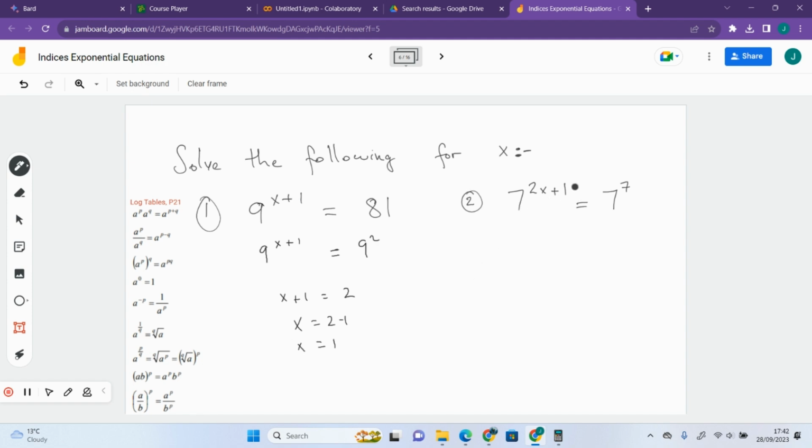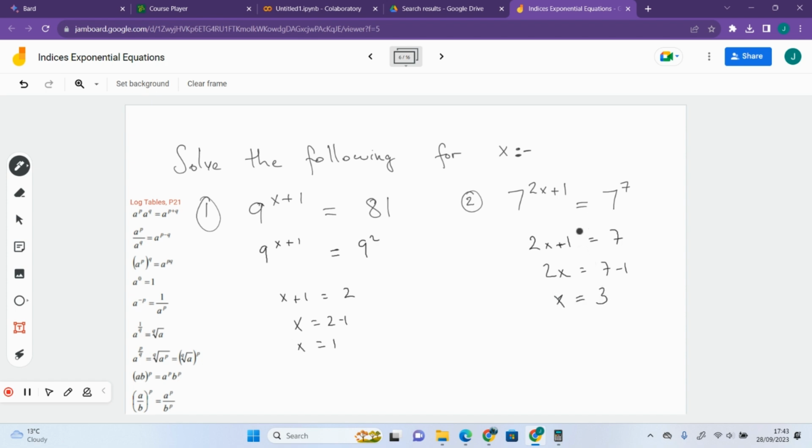Let's have a look at this one. So again, the bases are the same. You know that both of them end up having to be 7. And that's all you have to do here, right? Because the bases are the same, just bring down your power is equal to 7. 2x is equal to 7 minus 1, which means it's equal to 6. So x is going to be 3.